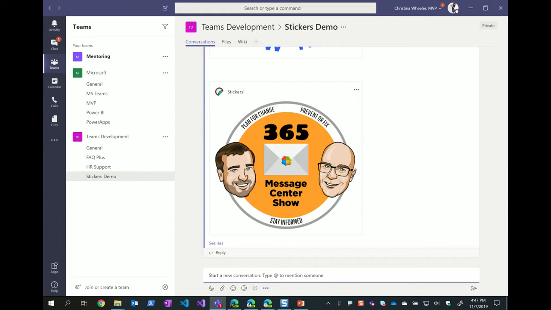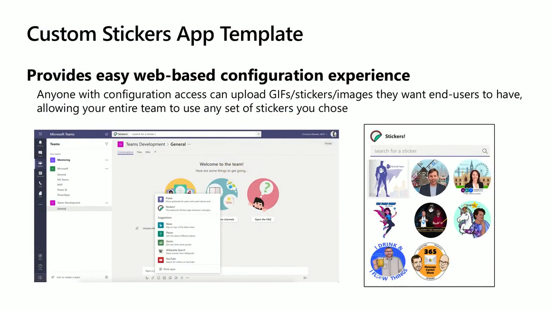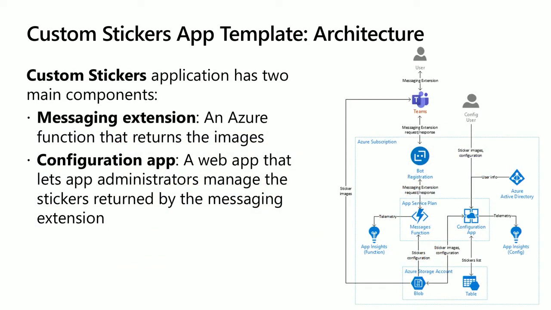Okay. Let's go back. So here's just the quick architecture, which you can also see when you go into each one of the deployment guides for the app templates, which gives you a breakdown of each one. So this one has two main components. It's a messaging extension. So it's basically a function that's going to return images. As you saw, I updated my messaging extension, and I had my new image added.